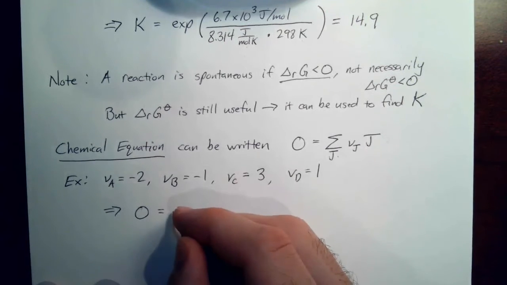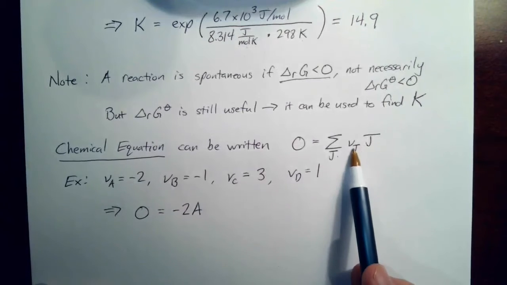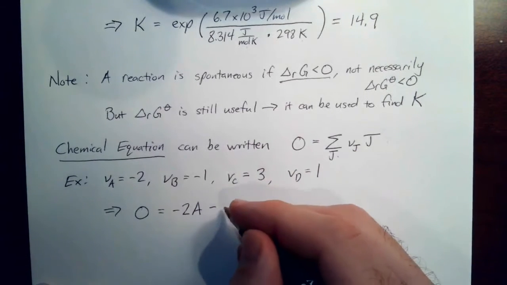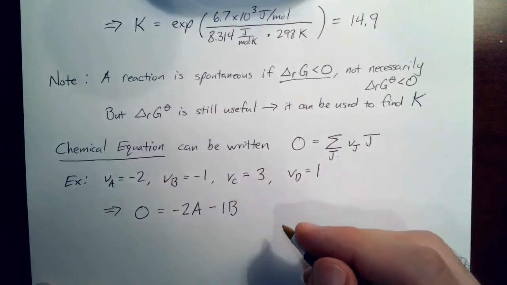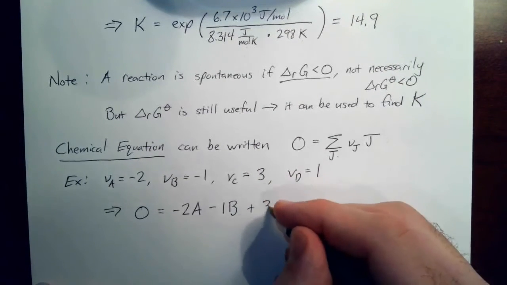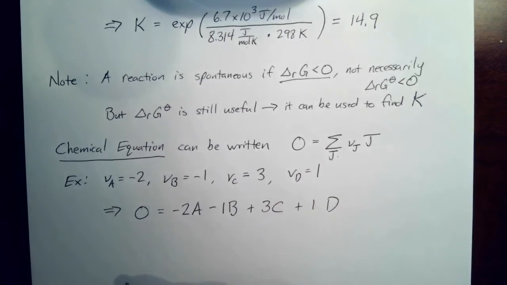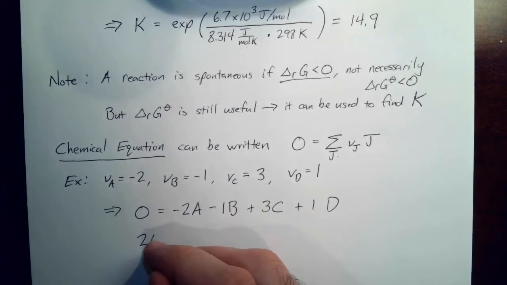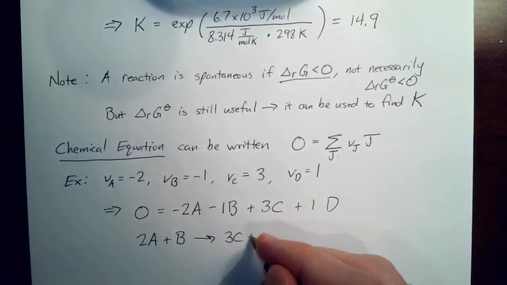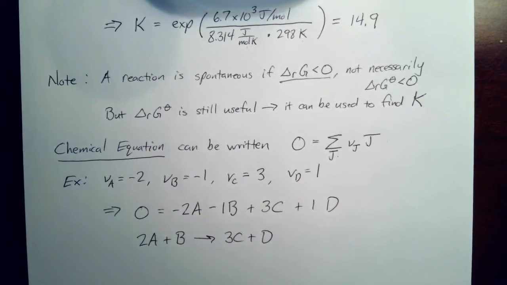So I have -2 times A, right? Because that's ν_A times A, plus ν_B, so that's -1 times B, plus ν_C, which is 3 times C, plus 1 times D. And rearranging this a little bit, we get 2A plus B on one side, and we get 3C plus D on the other side, where I've changed the equal sign into a reaction symbol.